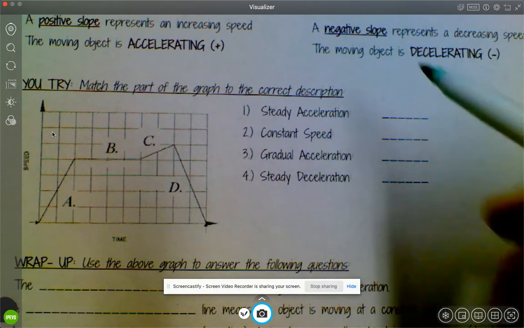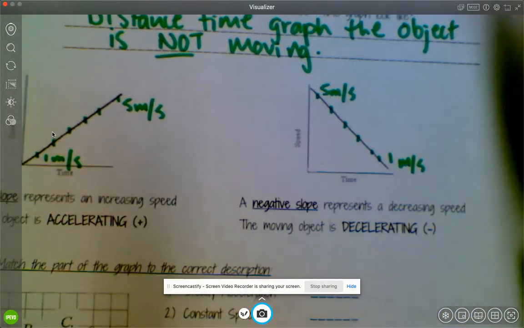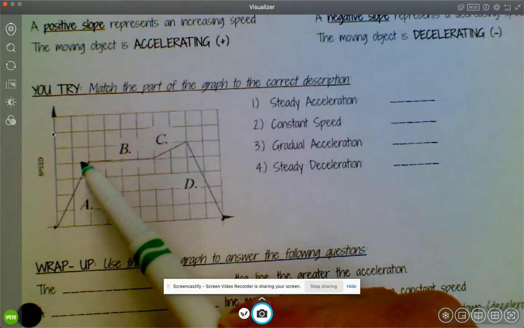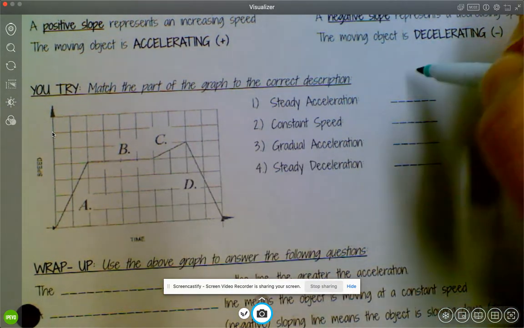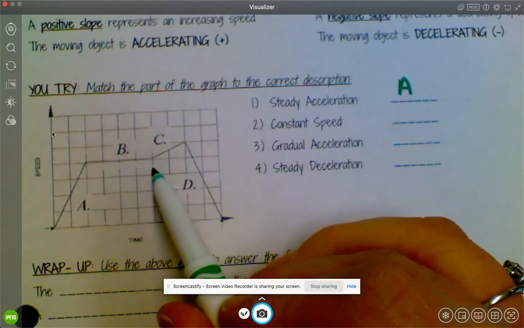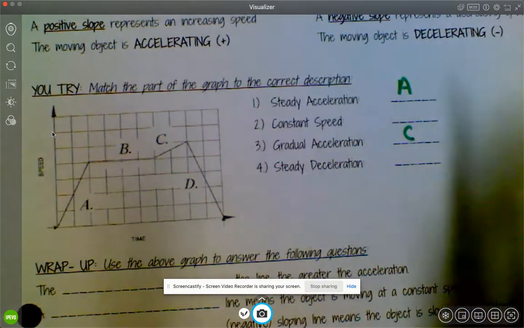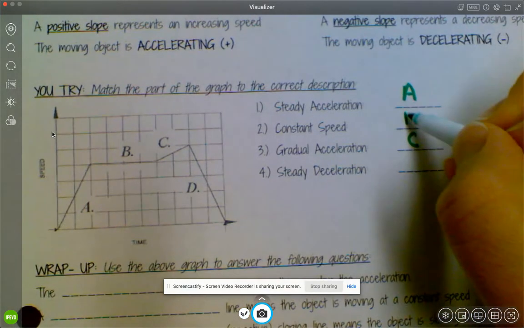Now you probably remember when we had a steeper slope, it meant that our object was on a distance time graph, could be going faster. Similar thing here is we're seeing more acceleration versus still acceleration, but not quite as fast. So A is going to be our steady acceleration. In relation, more of a gradual acceleration is going to be letter C. Now where do we see that constant speed? That's where we have our flat line, letter B.